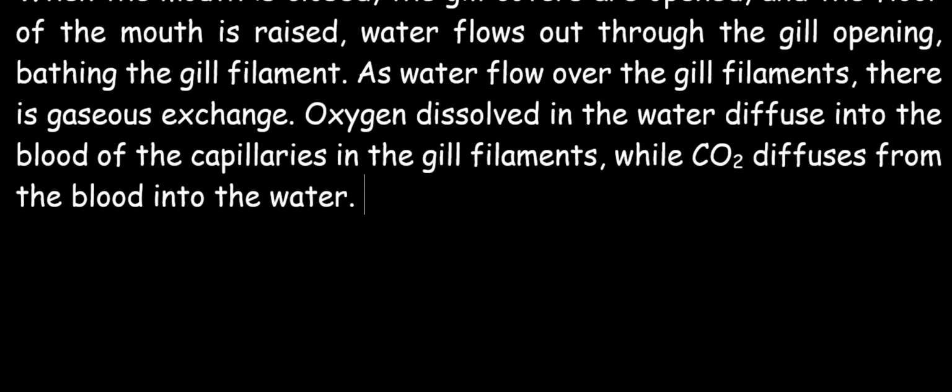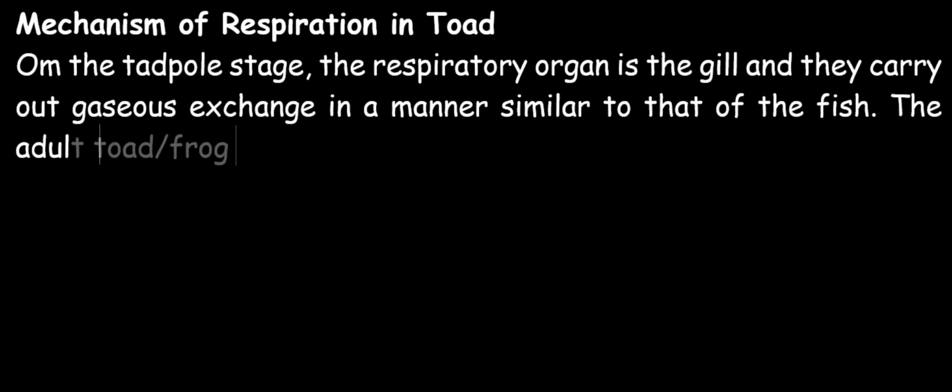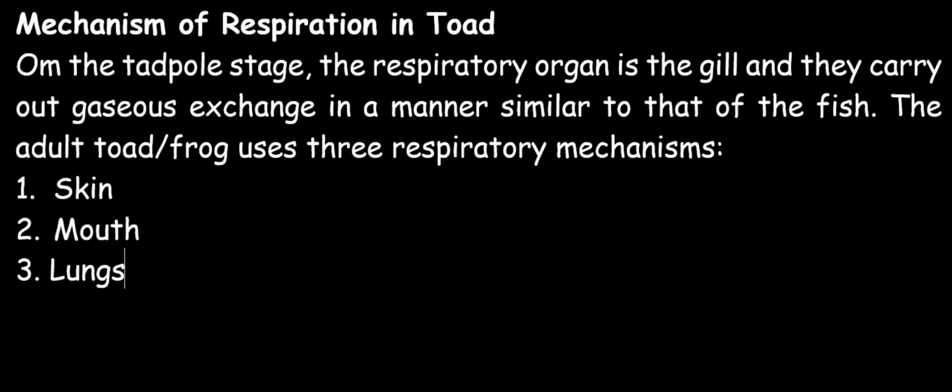Now we are going to be looking at the mechanism of respiration in toad. In the tadpole stage, the respiratory organ of the toad is the gill, and they carry out gaseous exchange in a manner similar to that of the fish, while the adult toad or frog uses three respiratory mechanisms, and these mechanisms include through the skin, through the mouth or buccal cavity, and through the lungs. We'll be taking each of them.